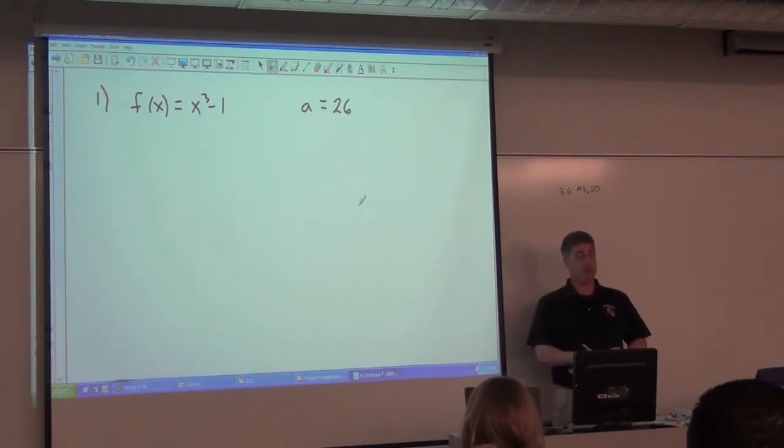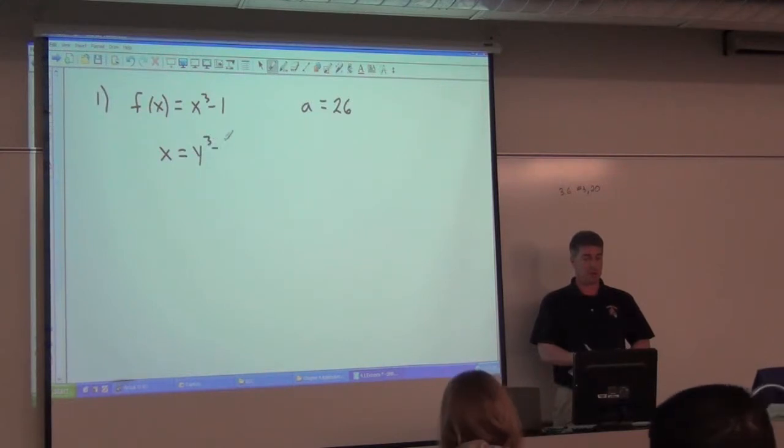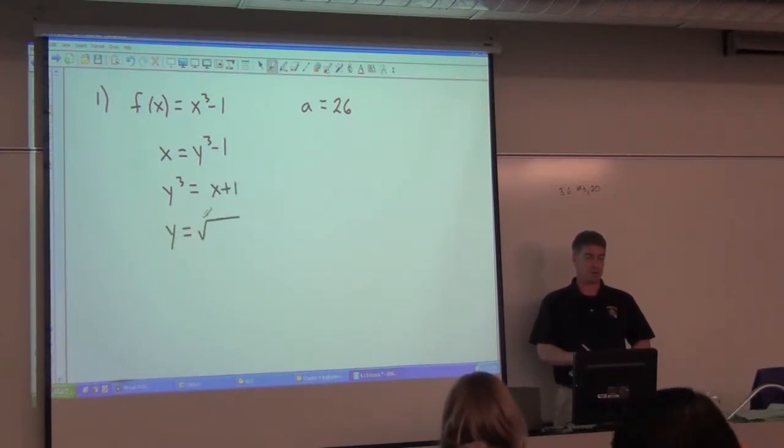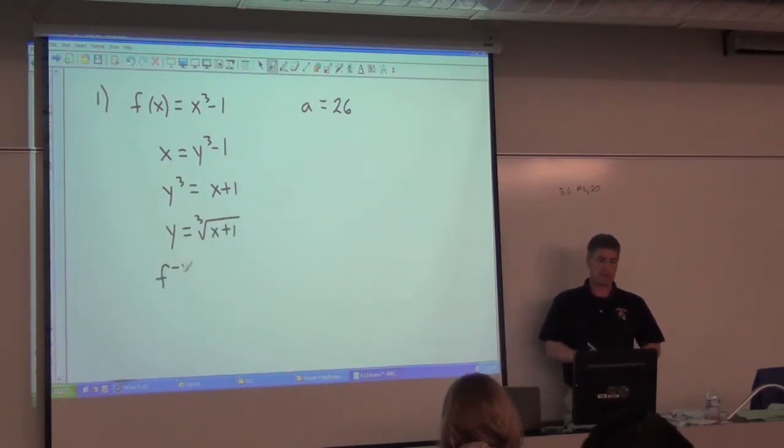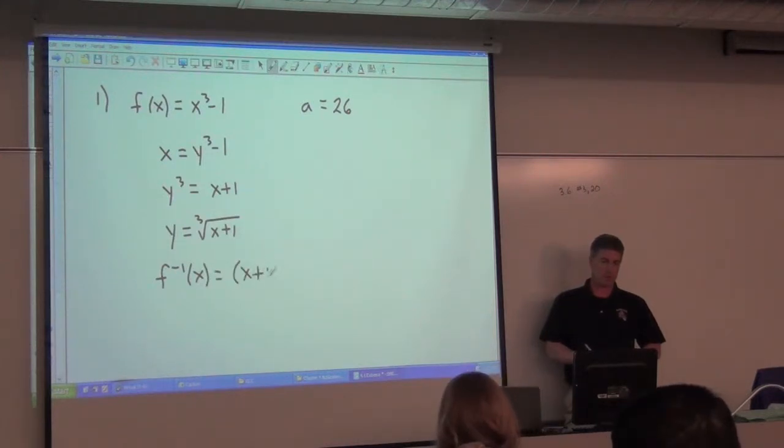So you went ahead and found the inverse. You switched the x and y. So x equals y cubed minus 1. So y cubed equals x plus 1. Right, then you take the cube root, y is the cube root of x plus 1. So we figured out the inverse is, I'm going to say, x plus 1 to the 1/3.